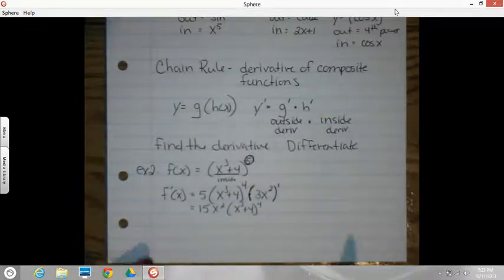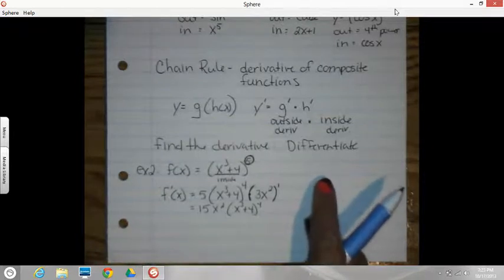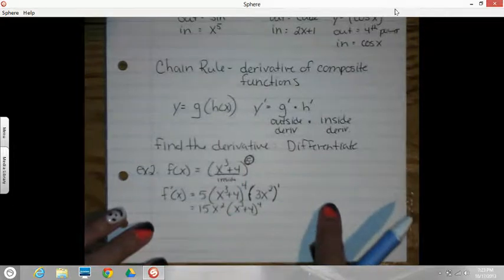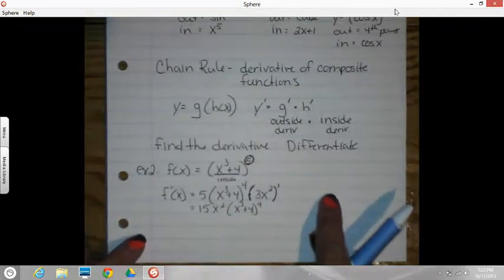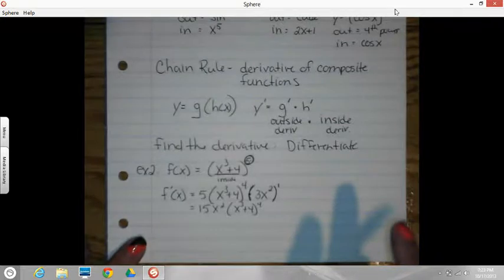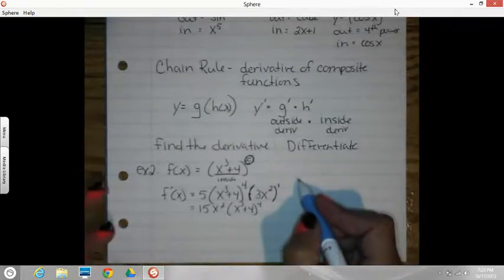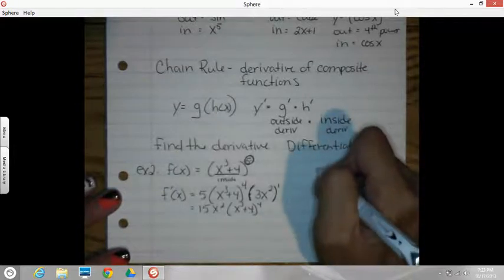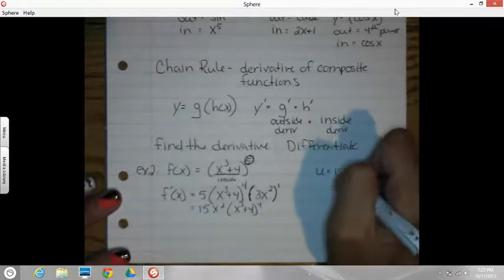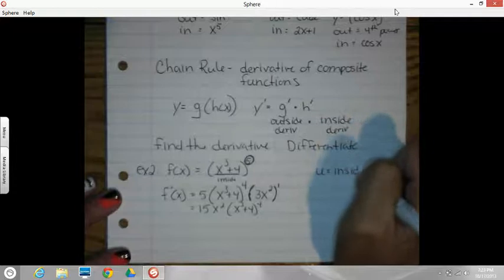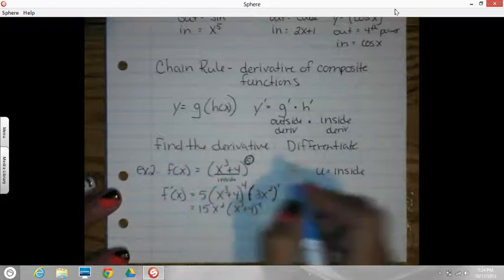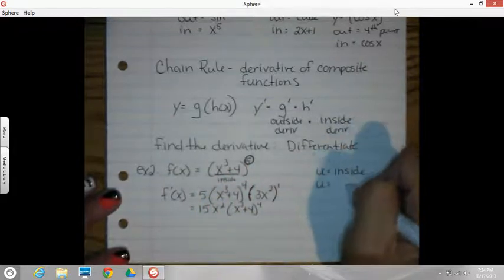Okay, if you followed that, you can just kind of fast forward through my second way to do this. If this was confusing to you, I'm going to show you another way. So if you want to fast forward till I get to example 3, go ahead. The other way you can think of these is to do a little, it's called U substitution. You can let U equal your inside. So the inside is the x cubed plus 4. So U would equal x cubed plus 4.